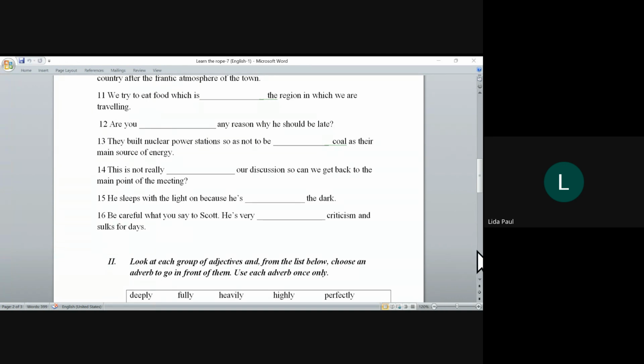Are you dash any region from the options that we have? Do you think of anything? Yes, there are a few left in the chat, right? You can check it. Aware of, correct, right? Are you aware of any reason why we should be late? So aware of. The 13th one: they built nuclear power stations so as not to be dash coal as their main source of energy.